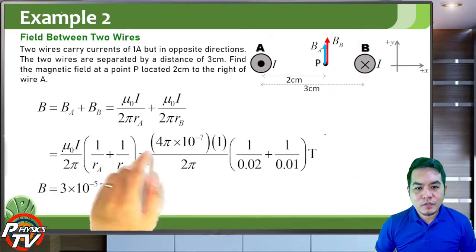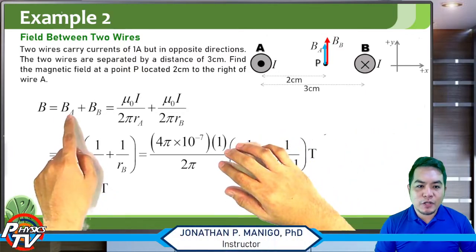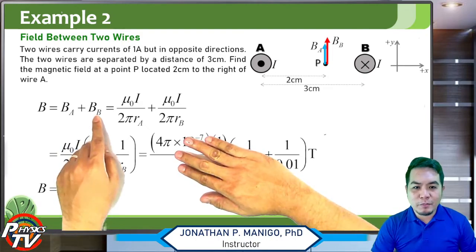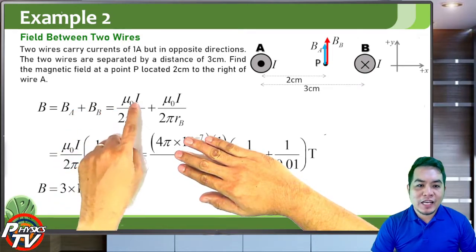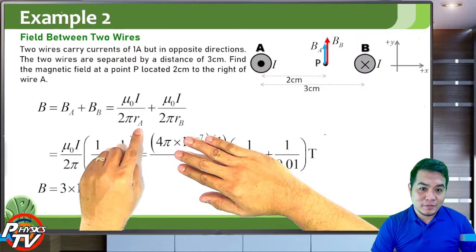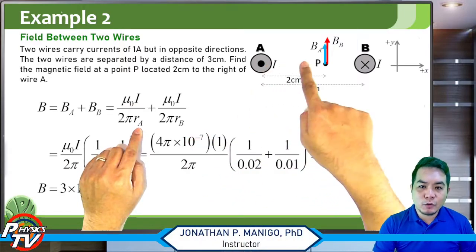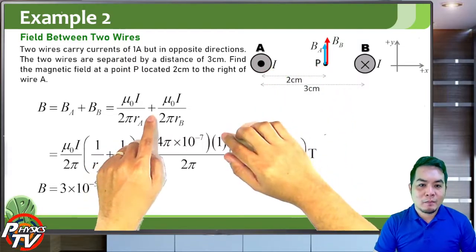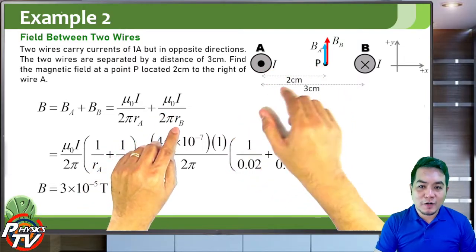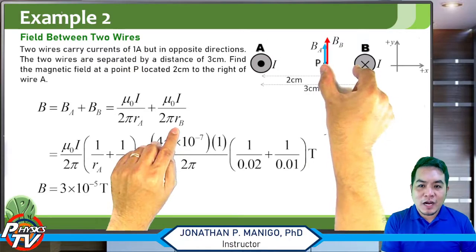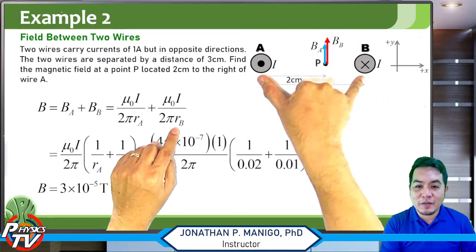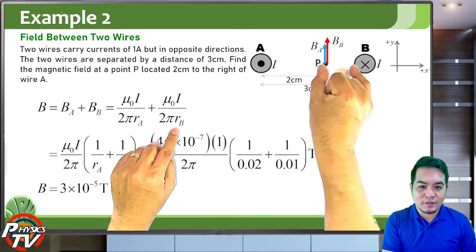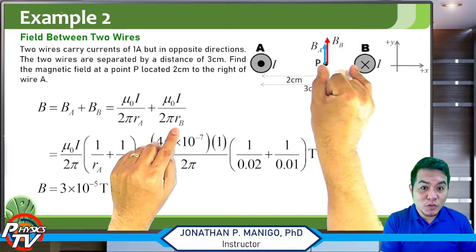Okay. So the magnetic field at point P will be the magnetic field of wire A plus the magnetic field of wire B. For wire A, it's mu naught I over 2 pi R_A, where R_A is the distance from wire A to point P. Plus mu naught I over 2 pi R_B. So R_B in this case, if this is 3 centimeters and this is 2 centimeters, therefore this is 1 centimeter. But you need to convert that into meters.